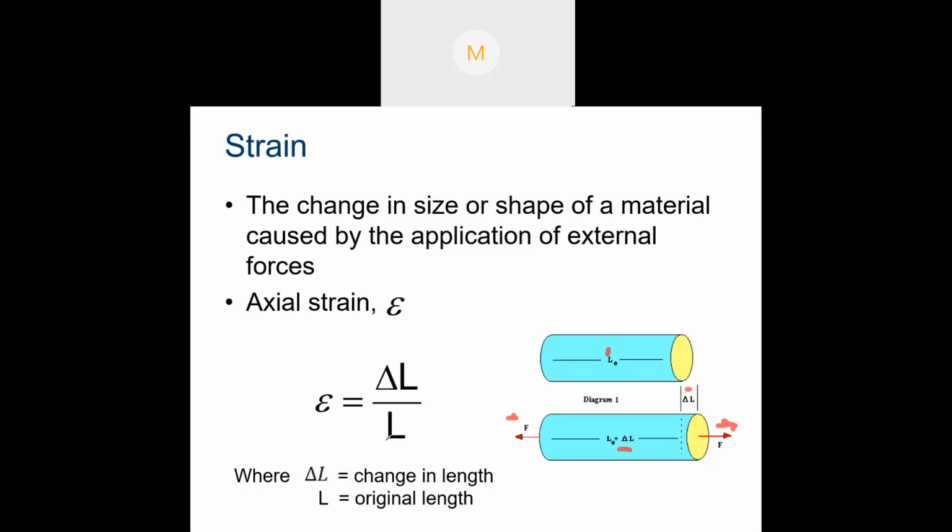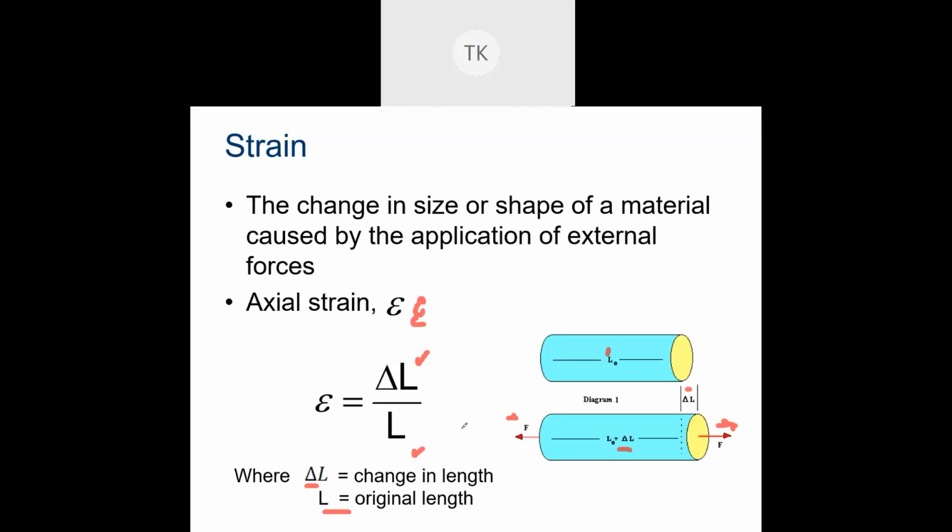So what was the original length? L. Change in length was Del L. So strain, epsilon, is given by what? This is the expression for strain: del L by L. Is it clear? I'm asking once again, is it clear for you all? Yes, sir. Clear.